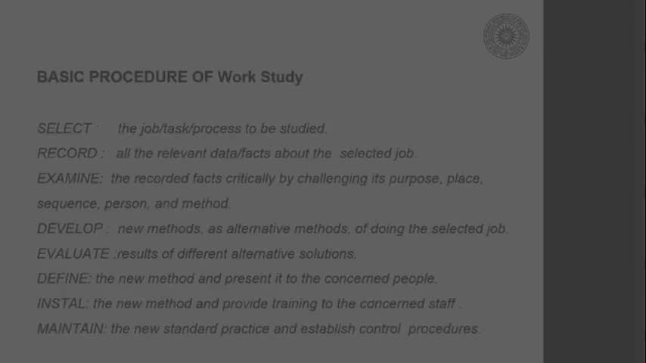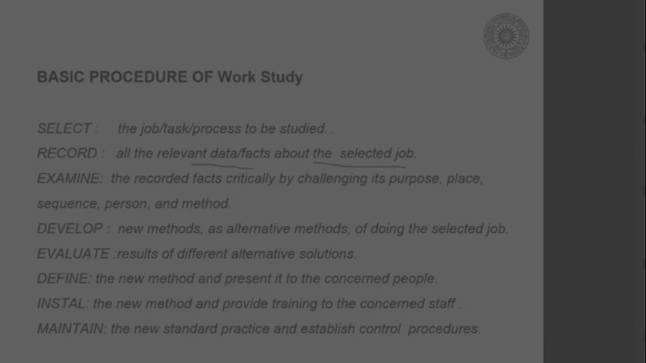So these are the basic procedures involved, or you can say it is the gist of work study. The steps: step one is select. Select what? Select the job, task, or process which is to be studied. That is the first step. Second is to record. Record what? All the relevant data and facts about the selected job.